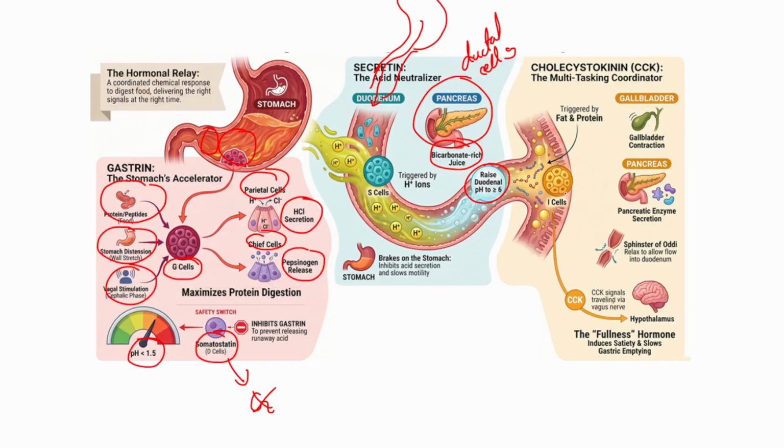Secretin also inhibits gastric acid secretion and slows gastric motility. That means the movement of the gastric smooth muscle, which also slows down the food coming to the duodenum, and it buys the duodenum some time to neutralize what has already arrived before more acid chyme is delivered. Secretin has essentially one job, and that is acid neutralization. If you see acid in the duodenum in any IMAT question, the hormone you think of is secretin.